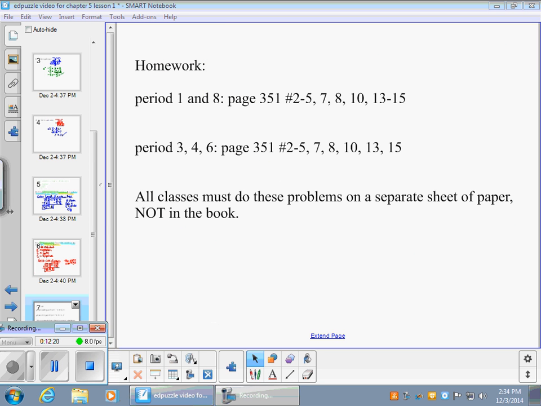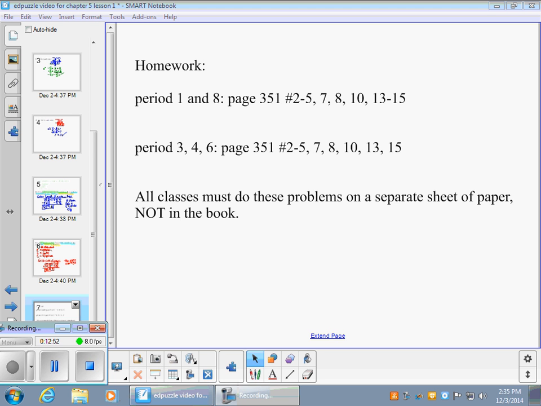Now that you listened to the lesson, you have homework. If you are in periods 1 and 8, you are to do page 351, numbers 2 through 5, 7, 8, 10, 13 through 15. If you are in periods 3, 4, and 6, you are to do page 351, numbers 2 through 5, 7, 8, 10, 13, 15.